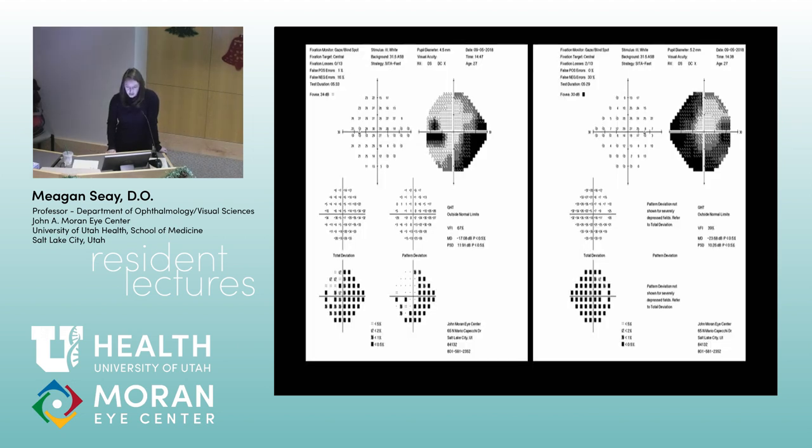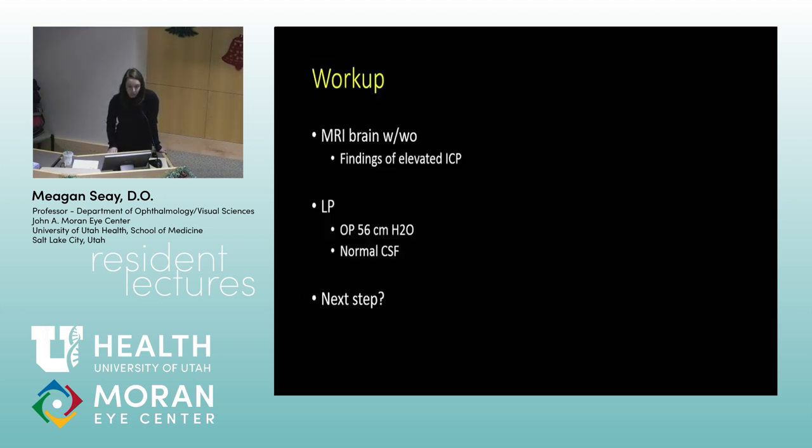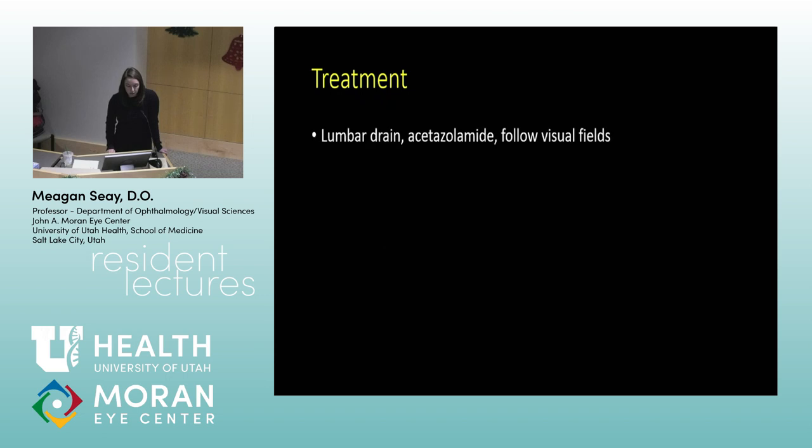So these are her visual fields. You want to relieve pressure. So she got admitted for a lumbar drain to relieve pressure. Our general protocol is to admit for lumbar drain and then evaluate them after a few days. If their visual fields are getting better, that's reassuring and you can treat them medically. If not, then we start pursuing, most commonly, optic nerve sheath fenestration, but some places do shunts more often than we do. So she got drained and started on acetazolamide.